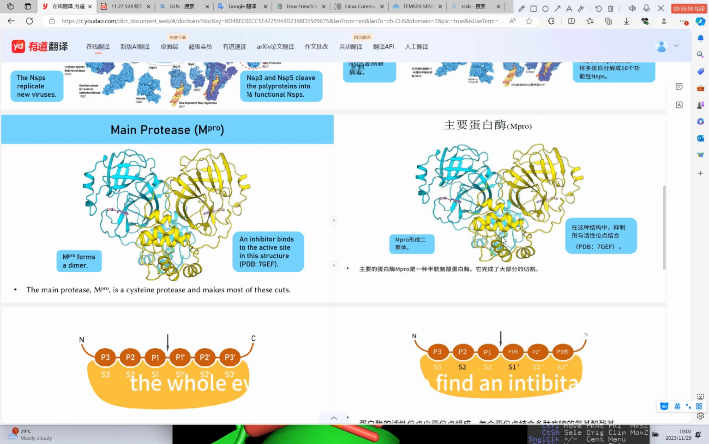The whole world, everyone is trying to find an inhibitor. If you can really find a good inhibitor, you'll become a millionaire. Everyone will just buy one from you. Consider the whole world.